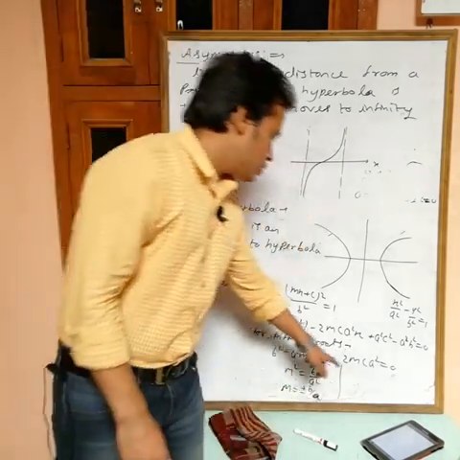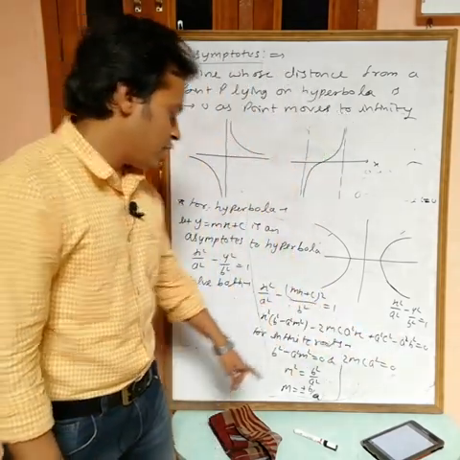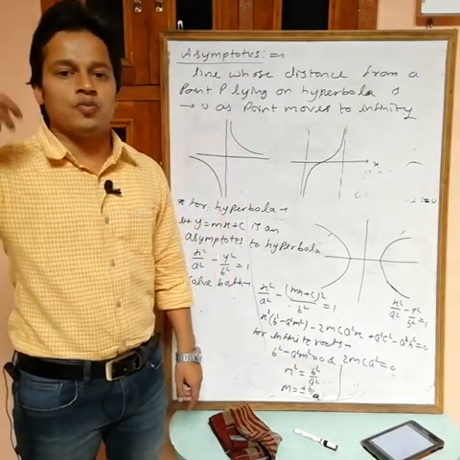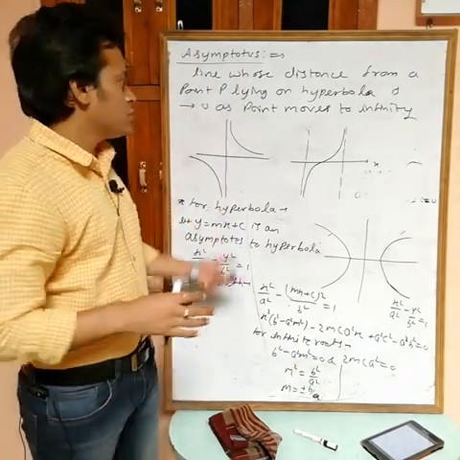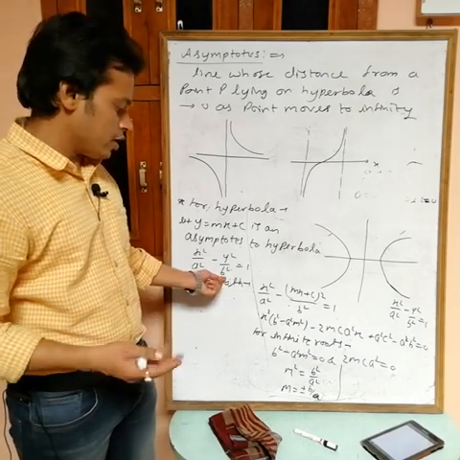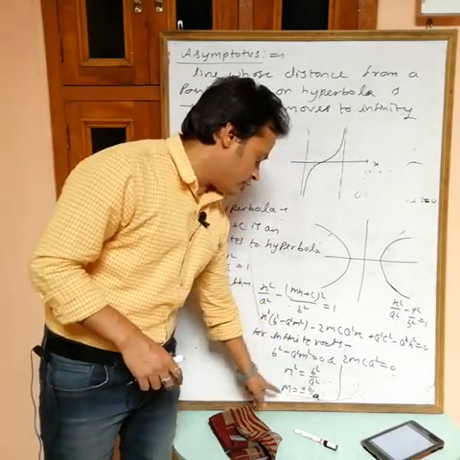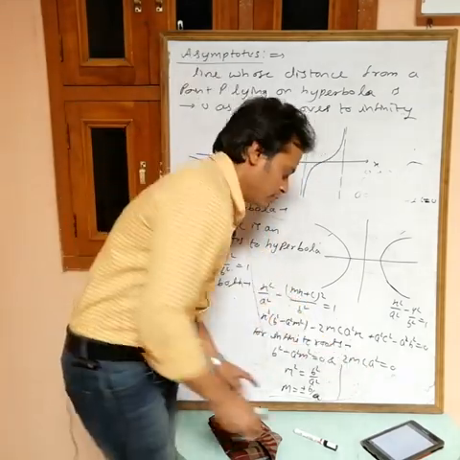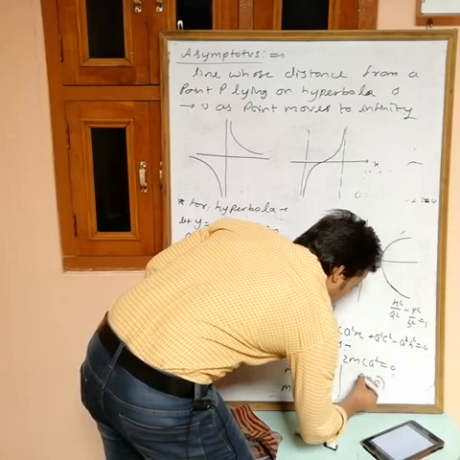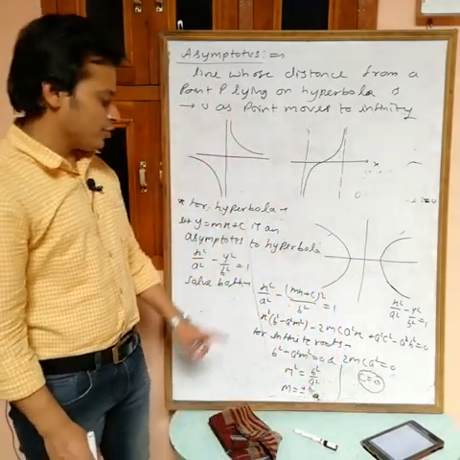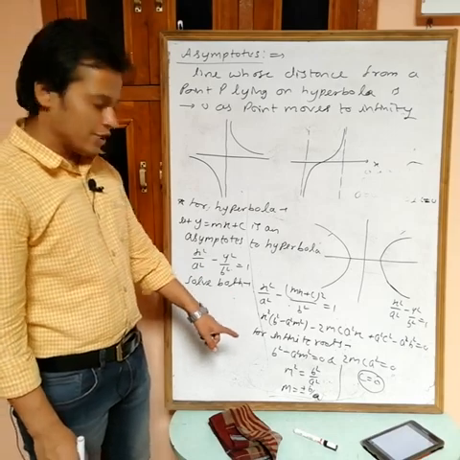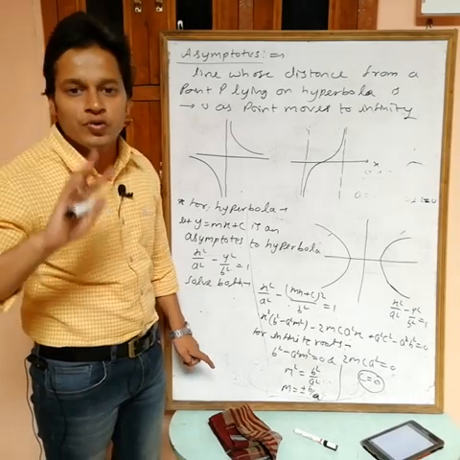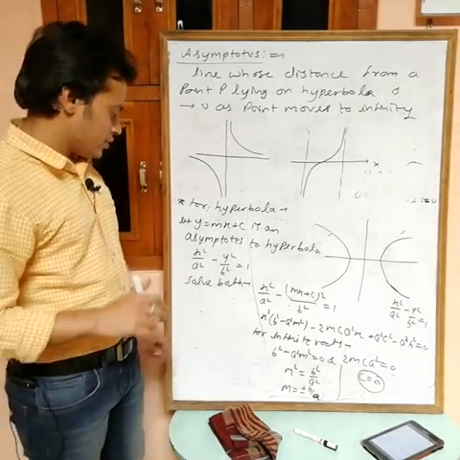Now see, in this one a square can't be equal to 0, and m can't be equal to 0, because m square is b square by a square, and a square and b square, both from the hyperbola, are not equal to 0. So only one thing is remaining: c must be equal to 0. Now we are getting the values of m and c for the asymptote. m is equal to plus minus b by a, which means we have two values of m, so we have two asymptotes. And c is equal to 0.